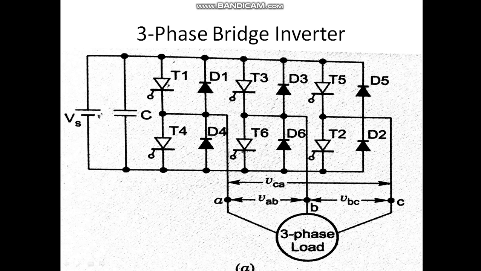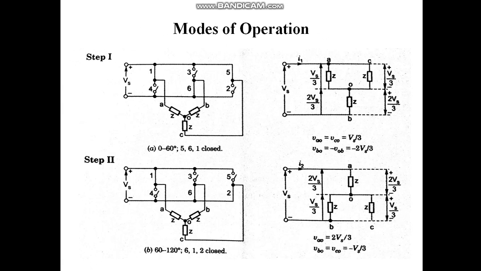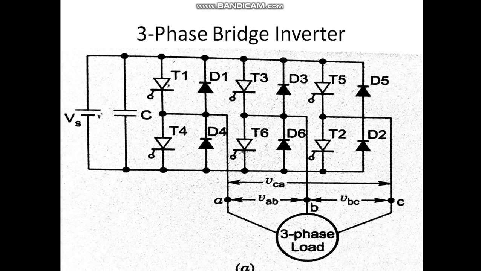This three-phase inverter has two types of conduction mode: 180-degree conduction mode and 120-degree conduction mode. What are the 180 and 120-degree conduction modes? I will let you know. Just a minute.